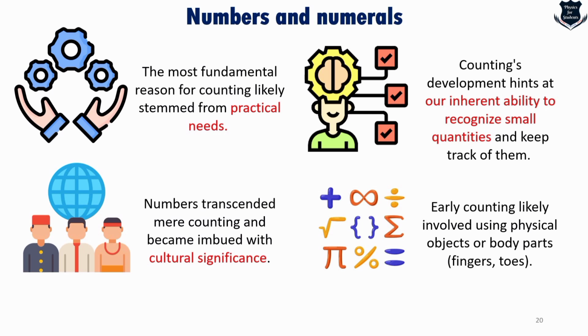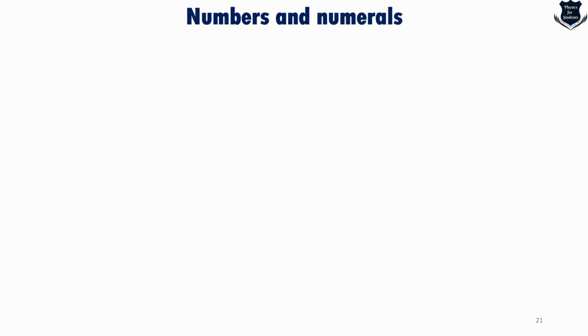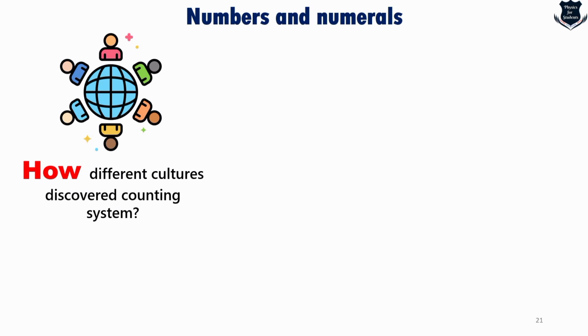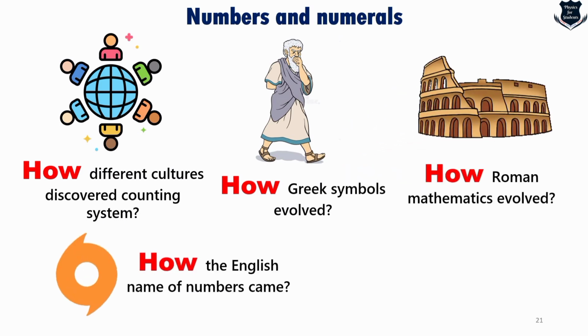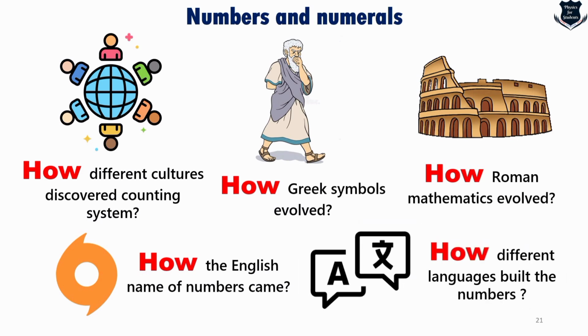It is a testament to human ingenuity and our ability to develop abstract concepts from basic observations. However, there are certain fundamental questions that remain unanswered. For example, how different cultures discovered counting systems, what different cultures called them, how Greek symbols evolved, how Roman mathematics evolved, and how English numbers came into being. I mean to say, the etymology, how different languages built the numbers and what they call them. These are very fundamental questions that still remain unanswered in today's video.